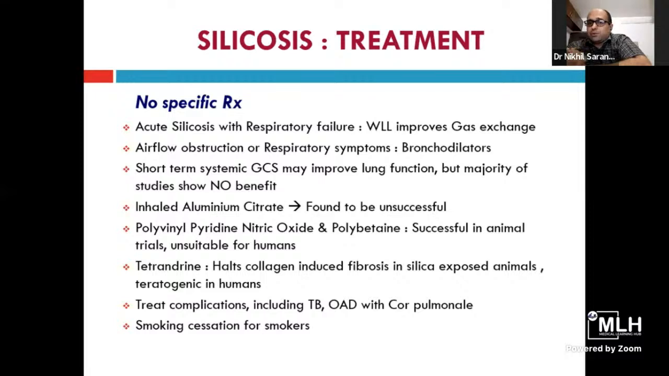Short-term systemic glucocorticosteroids may improve lung function occasionally, but majority of the studies that have been done show no benefit. Some trial drugs like inhaled aluminum citrate, polyvinylpyridine N-oxide, polybutane, tetrandrine, etc., have been found to be useful in animal studies, but ultimately none of them have been found to be successful in humans. You have to treat the complications such as TB, any obstructive airway disease. And most of our patients are also smokers, so you have to advise smoking cessation for those who are smokers. Next.